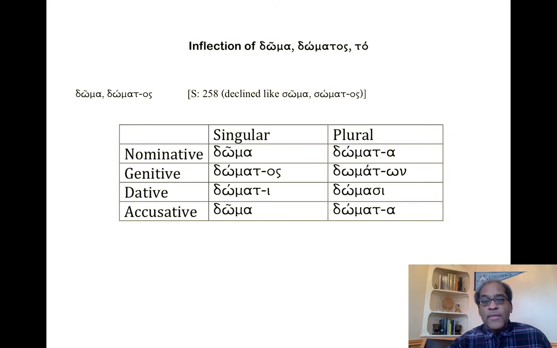Okay, the next word we have is the word δῶμα, δώματος, which is neuter, and this is declined like σῶμα, σώματος, the word for body, found at Smyth 258. But so we have δῶμα, δώματος, δώματε, δῶμα. Remember, a neuter noun always has its nominative and accusative forms the same. δῶματα, δωμάτων, δῶμασι, δῶματα.